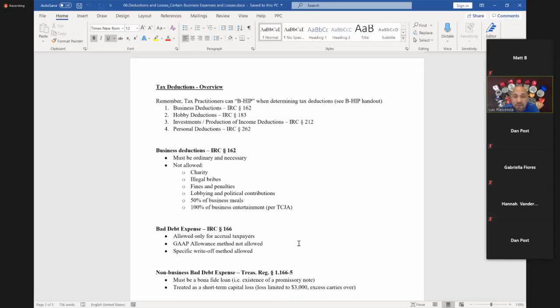Same thing for production of income deductions. Those have been temporarily suspended. Again, Section 262 is the section of the code that tells you that you cannot deduct a personal expense. But we all know that we can deduct some personal expenses. There are itemized deductions that are allowed, and credits. But it works this way: it's not deductible unless there's a credit or a section of the code that tells you.